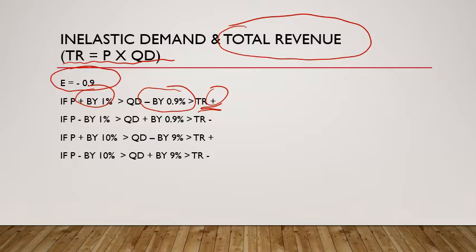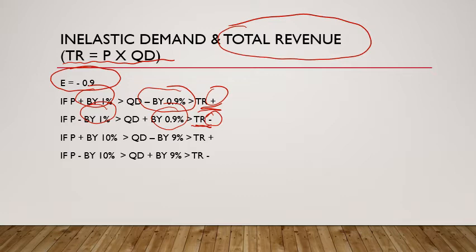It's the price effect. The second example, if price goes down by 1%, then quantity demanded will go up by 0.9%. What's going to happen to TR again? TR in this case is going to go down. What's the logic here? Well, price goes down by 1%, quantity demanded goes up by 0.9%. Which is the stronger effect, the price effect or the QD effect? Again, it's the price effect, and that explains why total revenues decrease.